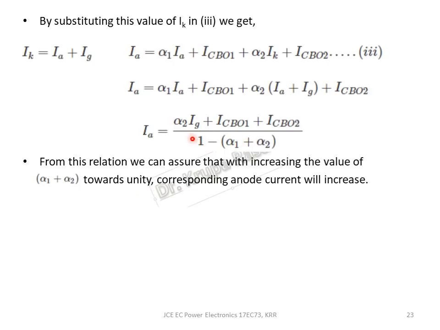1 minus 1, this becomes 0, and when denominator is 0, the anode current is going to increase drastically. So the anode current will increase. How do I make anode current to increase? By increasing alpha 1 plus alpha 2 and making it equal to 1. If I make it equal to 1, this term becomes 0. Anything upon 0 is infinity. That means Ia becomes infinite, very large. When is the current very large through the thyristor? When I turn it on.